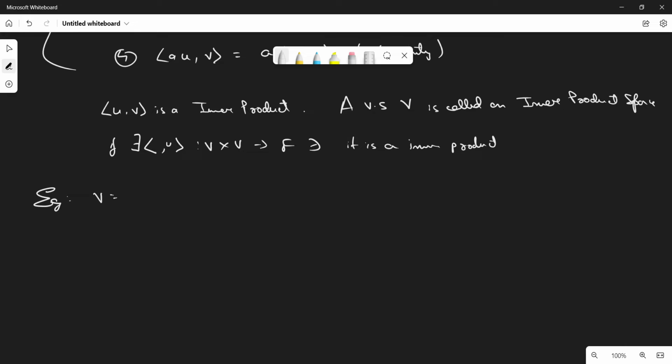So suppose you take this vector space R on R, right? This is the field and this is the vector space R defined on R. Here we assume the function <x,y> such that this is equal to x times y. So clearly this function maps R cross R to its field R, right? Now this will be an inner product. We can check it very easily.